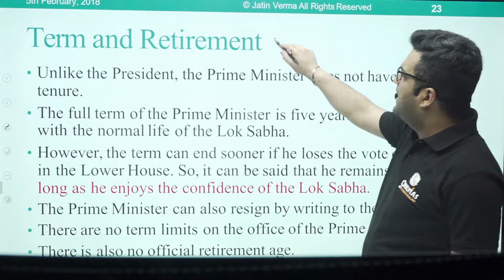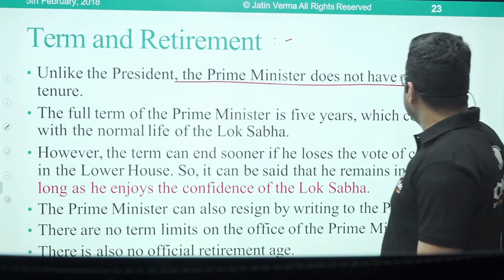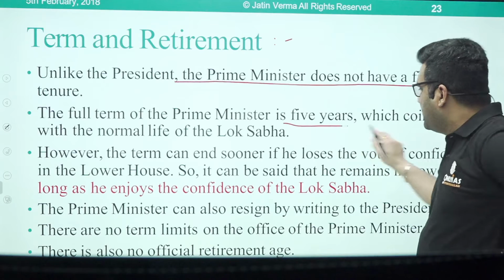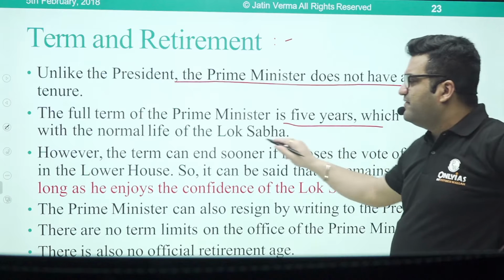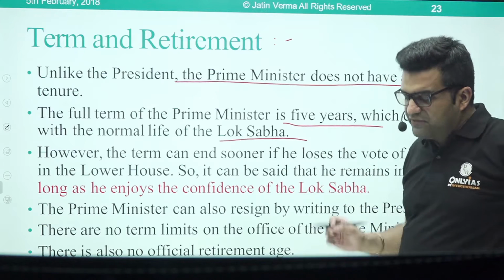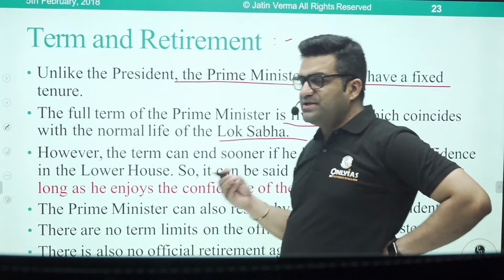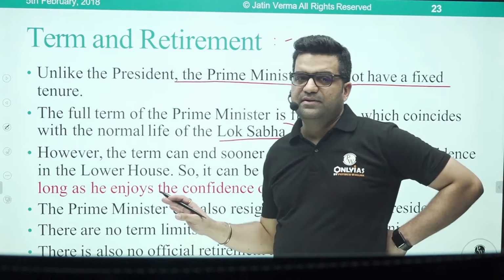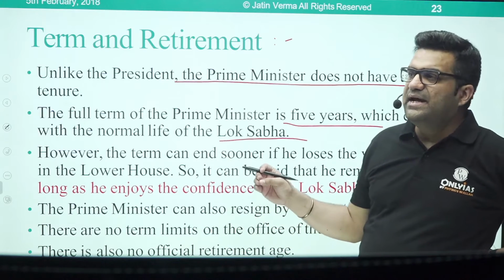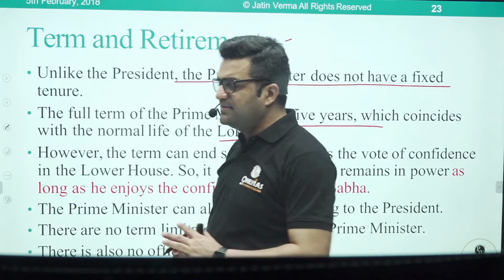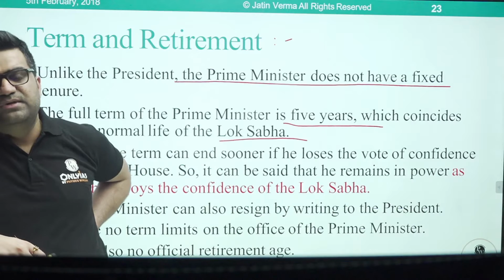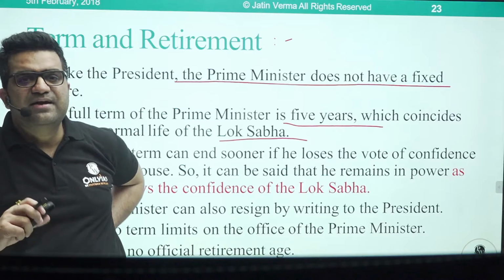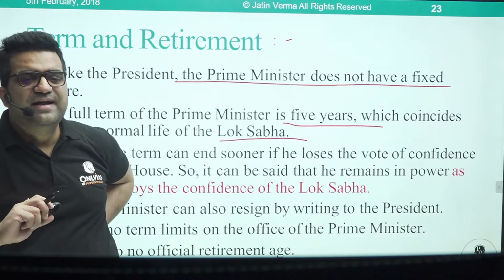Now, term and retirement. Unlike the president, the prime minister does not have a fixed tenure. Okay, so the full term of the prime minister is 5 years, but he will survive until the Lok Sabha is dissolved. If because of lack of majority Lok Sabha has to be dissolved, then the prime minister also would be considered to have resigned. Okay, and if the prime minister resigns, it is considered that the entire council of ministers has resigned. It's like he's the captain of the ship. If the captain resigns, it would be considered that the entire crew members have all resigned.